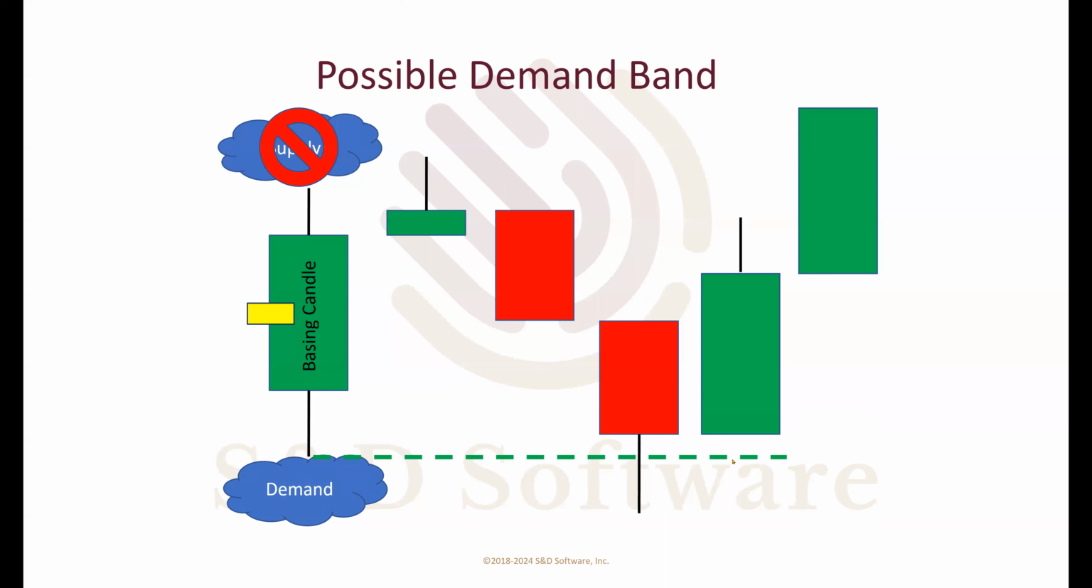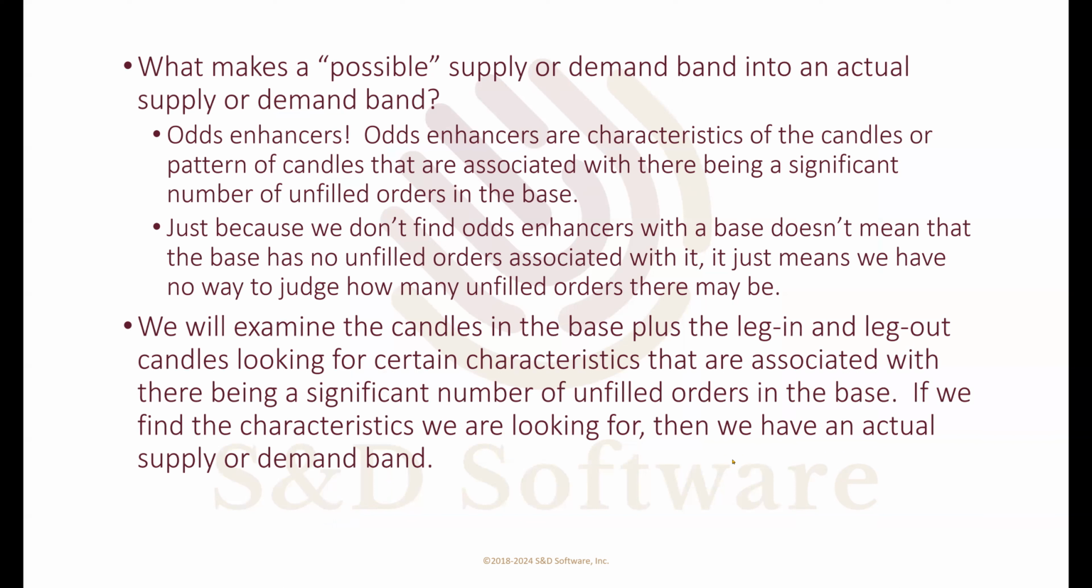What is it that would change this from being a possible demand band, or the previous one a possible supply band, into an actual supply or demand band? Well, it's something that's often called odds enhancers. These are basically characteristics of the candles or the pattern of candles that give us a warm fuzzy, let's call it, that there may actually be a significant number of unfilled orders at that location.